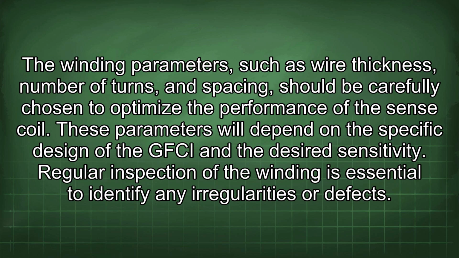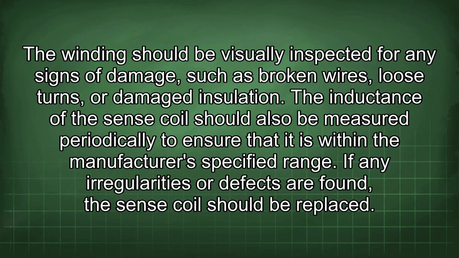Regular inspection of the winding is essential to identify any irregularities or defects. The winding should be visually inspected for any signs of damage, such as broken wires, loose turns, or damaged insulation. The inductance of the sense coil should also be measured periodically to ensure that it is within the manufacturer's specified range. If any irregularities or defects are found, the sense coil should be replaced.